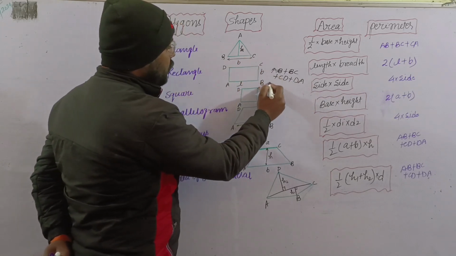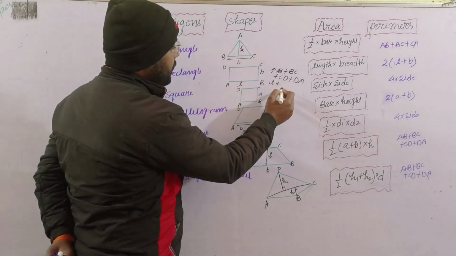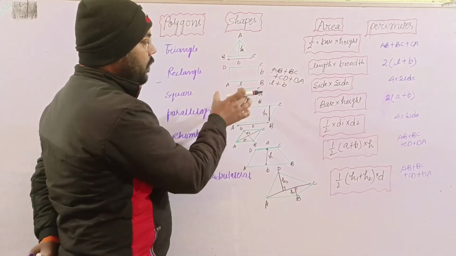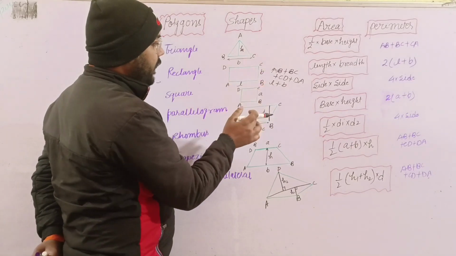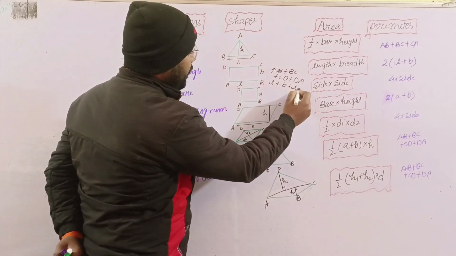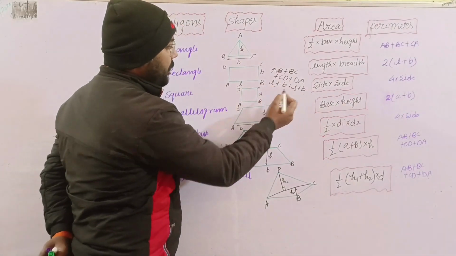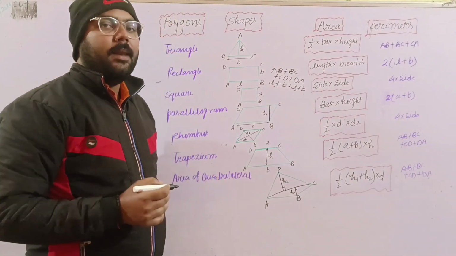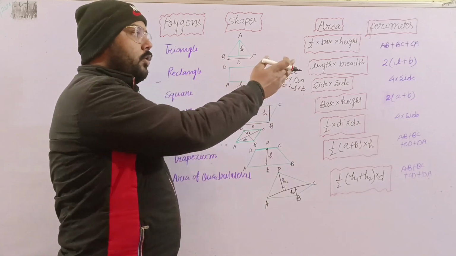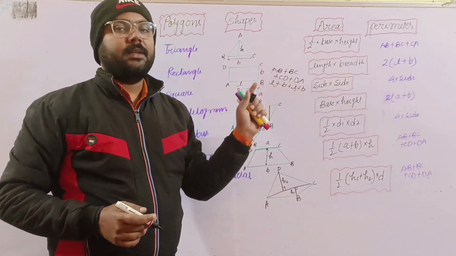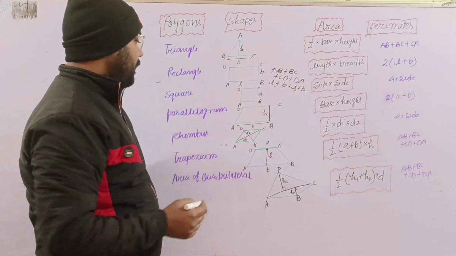So AB is equal to L and BC is equal to B. If this is L, then this will also be L, because opposite sides are equal in the rectangle. So again L, then again B. L and L will become 2L, B and B will become 2B. 2L plus 2B, I have taken 2 as common here, so inside the bracket L plus B. This is the perimeter of the rectangle, 2 inside the bracket L plus B.